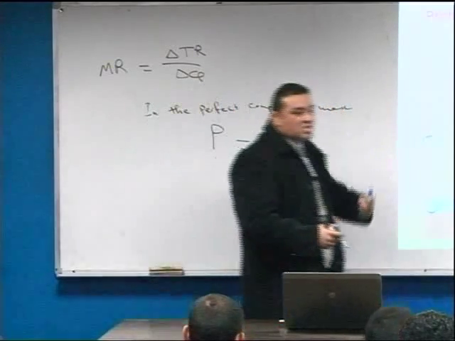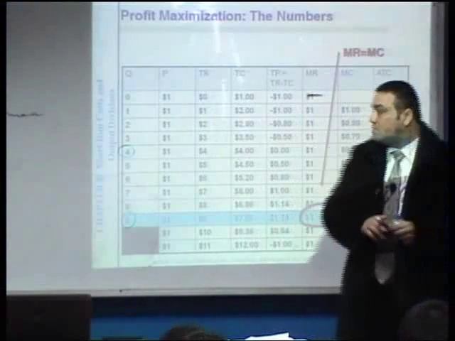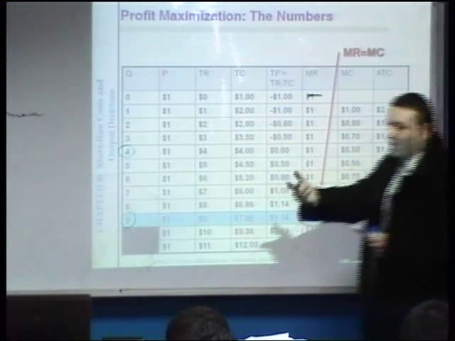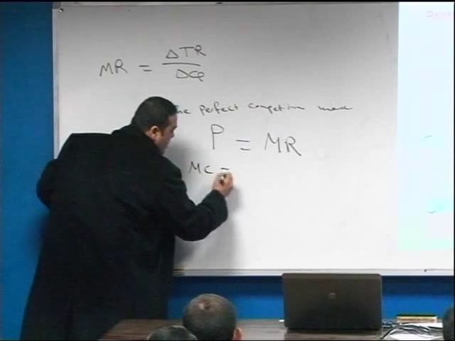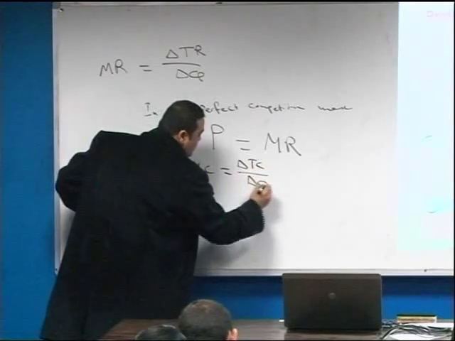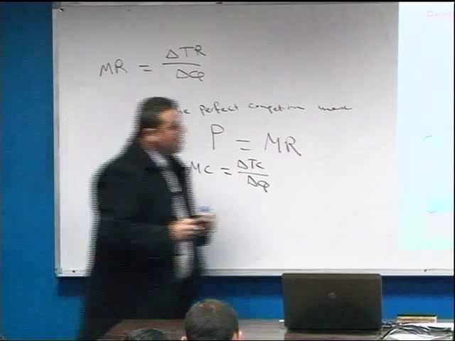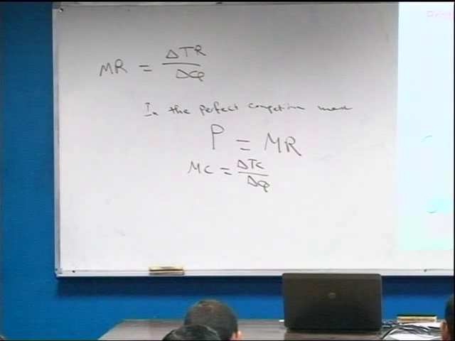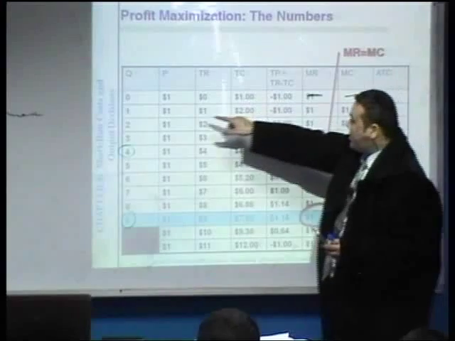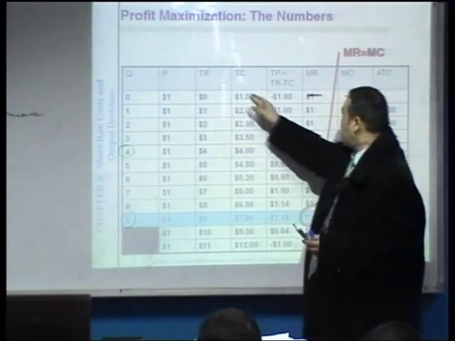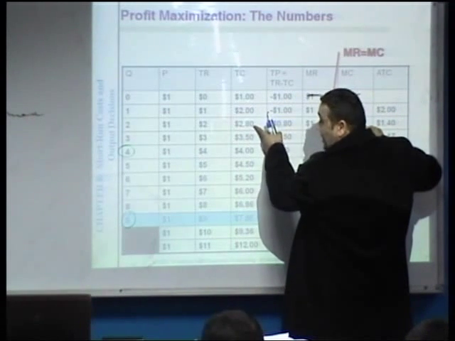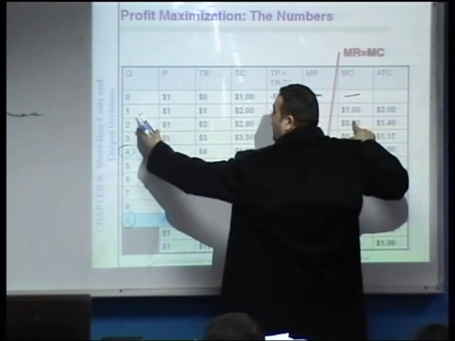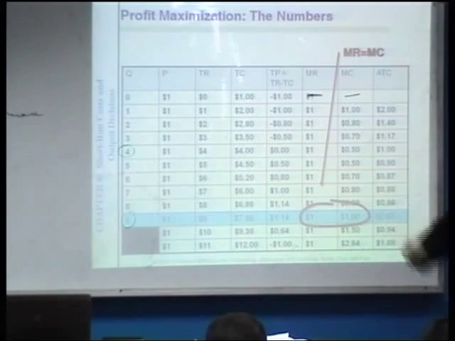But what about the marginal cost? The marginal cost equals delta TC over delta Q. MC equals delta TC over delta Q, right? Where's TC? Here. For the first case, it's unknown. And then 2 minus 1 over 1 minus 0 equals 1. After that, 2.8 minus 2 over 2 minus 1 is 0.8, and so on.